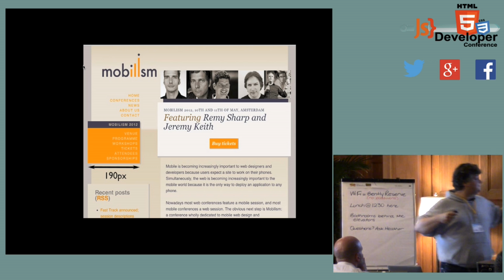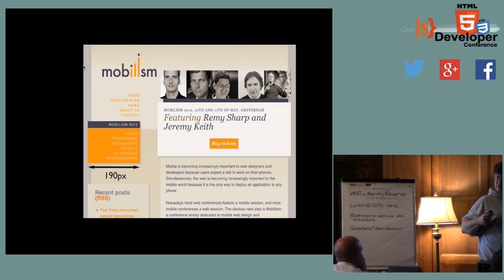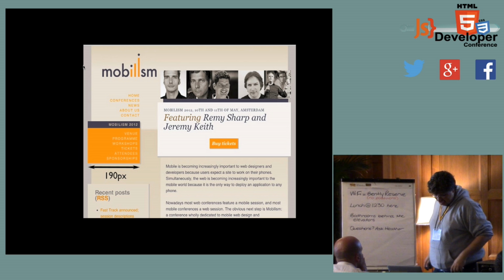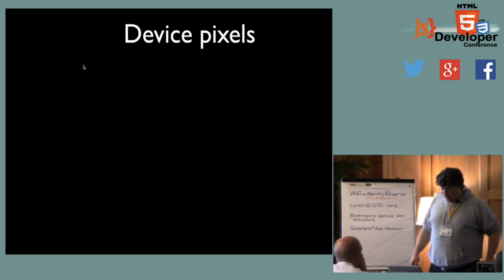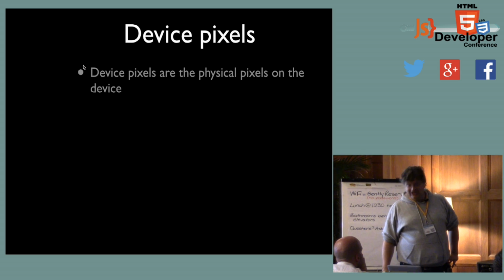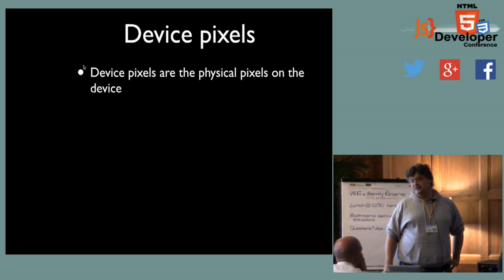That means that this menu, although it's still 190 CSS pixels wide, is now larger. So that's the principle of CSS pixels. And then we have device pixels. What are device pixels? They are simply the physical pixels on your device.